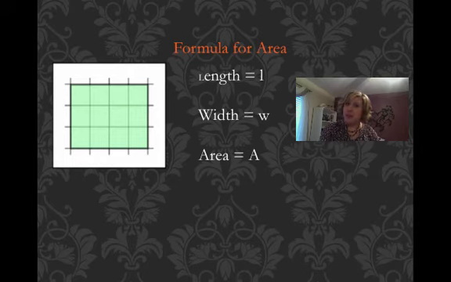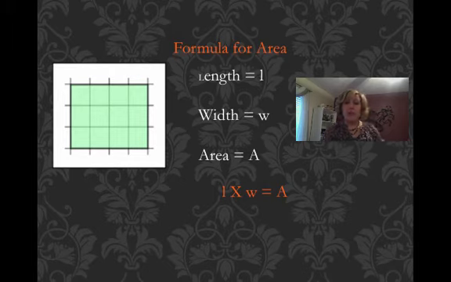Length, once again, represented by L. Width, once again, represented by W. Only this time we're dealing with area. So area is equal to A. Pretty simple. Now, when you do the formula for area, you're going to multiply your length times your width. So once again, you're going to look at how many square spaces are going across and how many square spaces are going up and down for your width. And you're going to multiply just your length times your width.